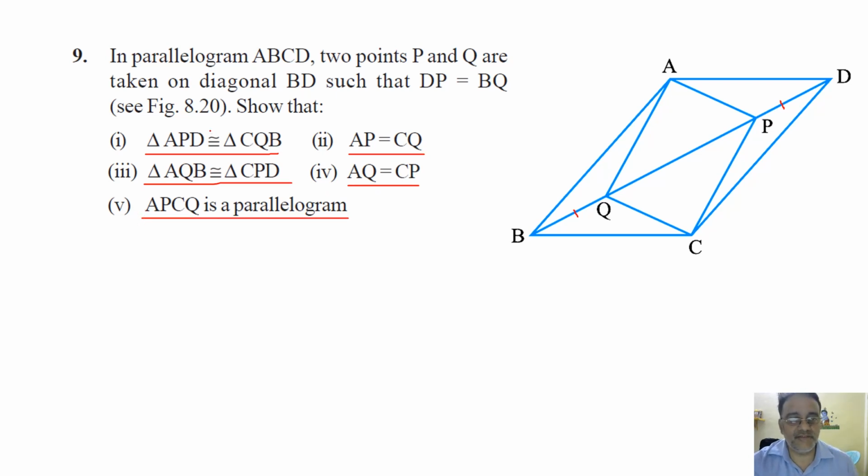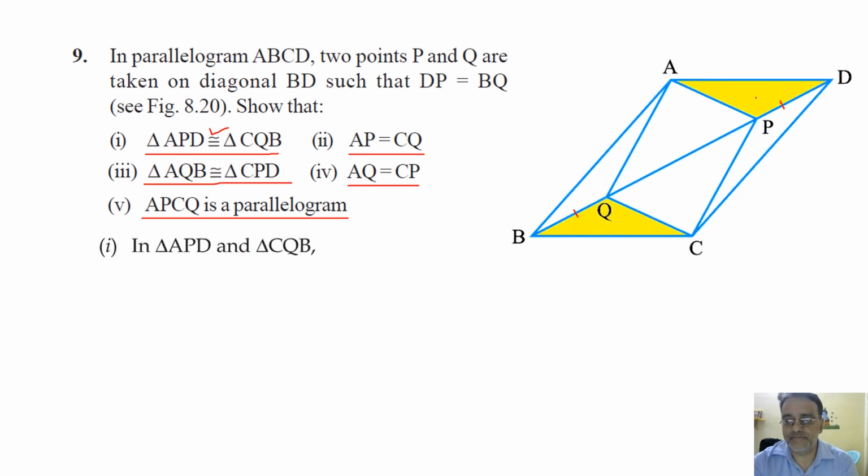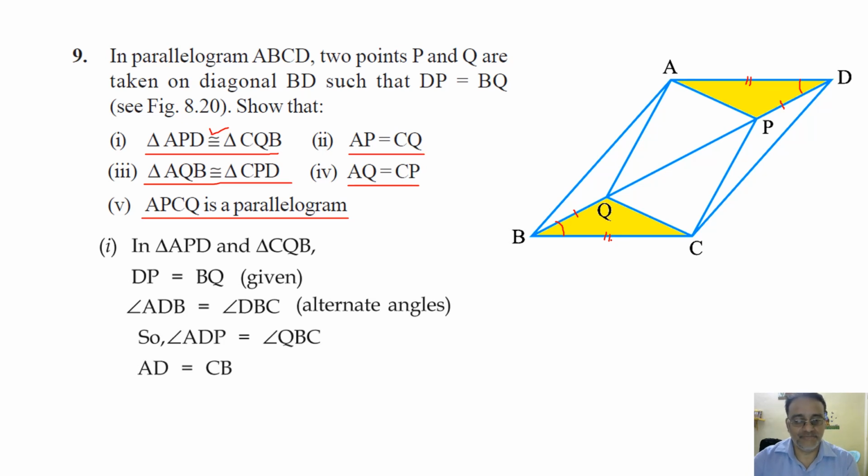So let us start with the first one, these two triangles. Are you able to identify these two triangles? Yes, sir. Look here, the yellow color. So DP is equal to BQ. It is given. Next, these two angles are equal. Why? Alternate interior angles. And AD is equal to BC. Why? Opposite sides of the parallelogram. Very good.